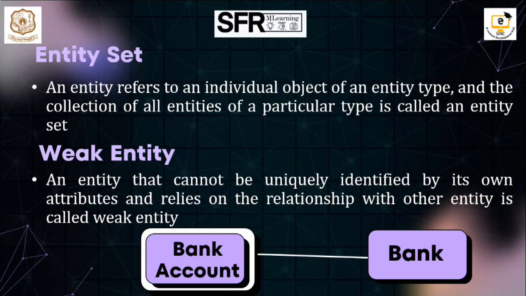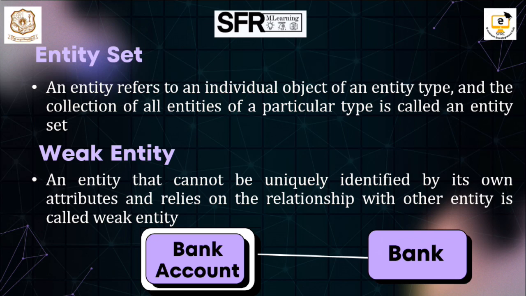Next, entity set. An entity refers to an individual object of an entity type, and the collection of all entities of a particular type is called an entity set. For example, E1 is an entity that belongs to the entity type student, and the group of all students form the entity set.